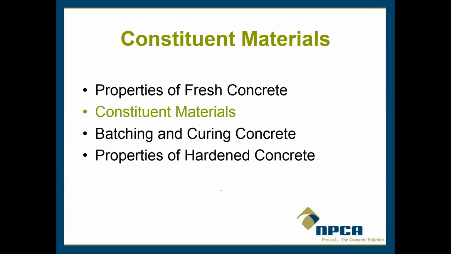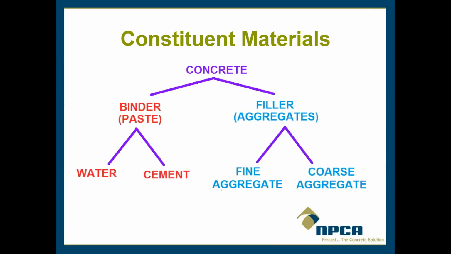Okay, next up, constituent materials. So this snazzy little tree diagram, that's what I'll call it, is a breakdown of what goes into concrete. So the bare minimum, these are just the basics. Concrete is made up of binder and filler, binder being the paste and filler being the aggregates, the coarse and the fine aggregates. So binder, or the paste, consists of just water and cement. So at the very minimum, these are the 4 things that you'll have in your mix.